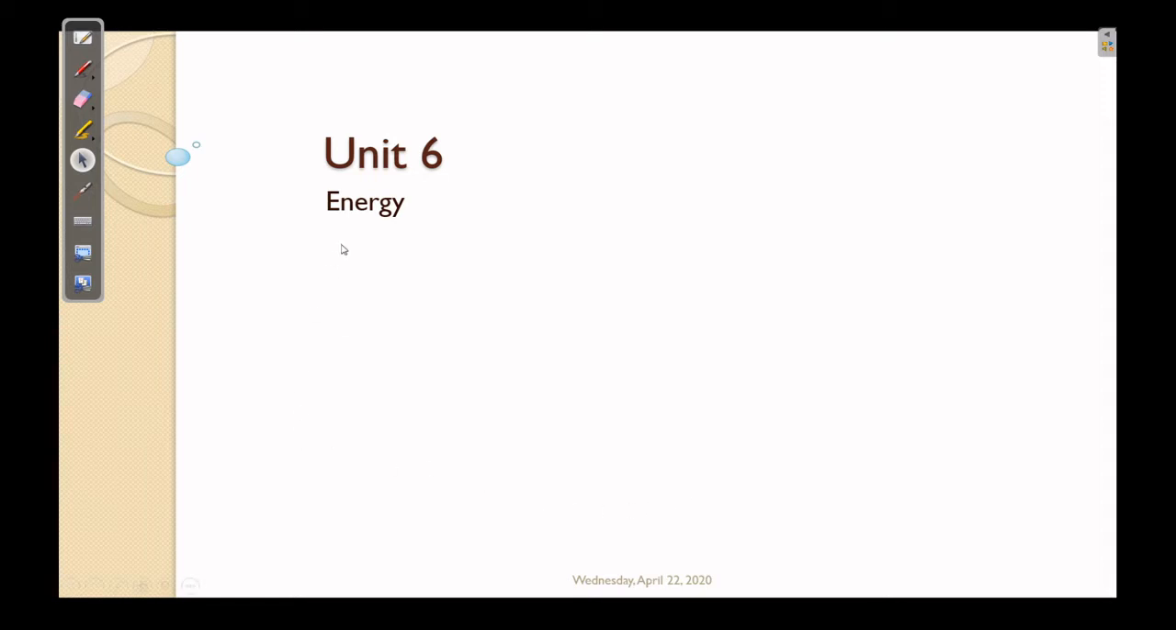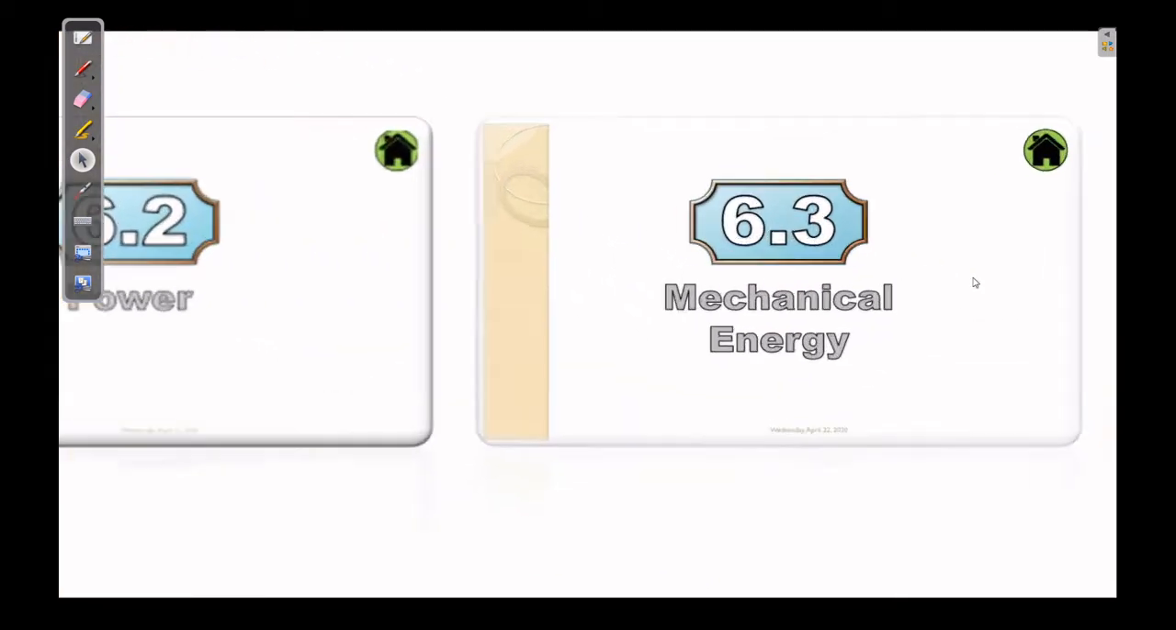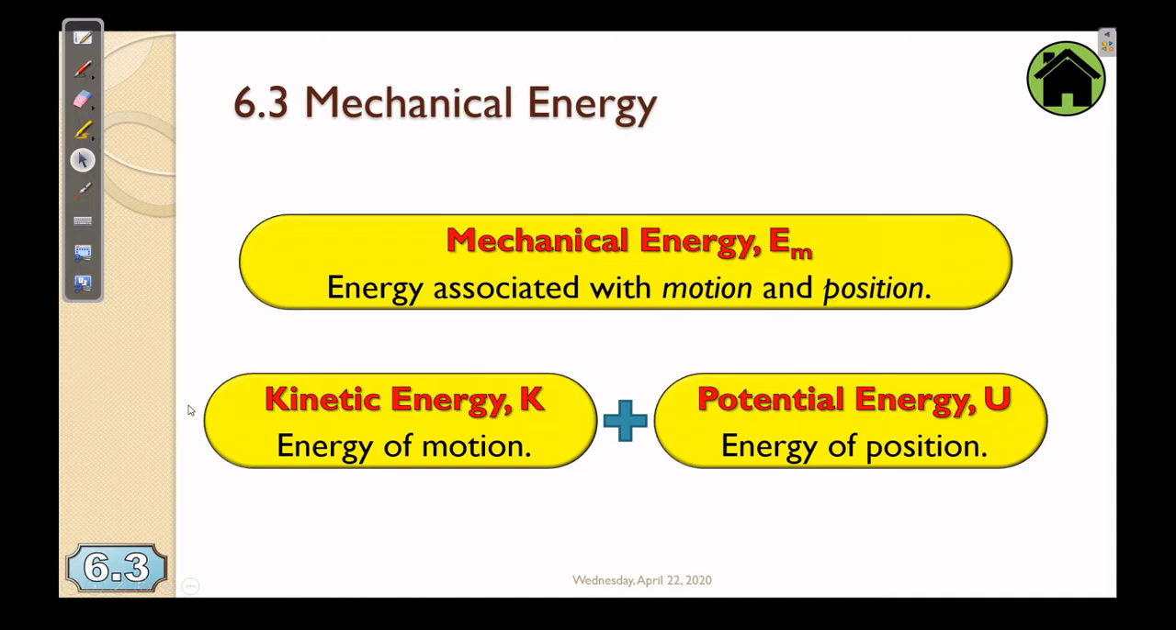Welcome back to Unit 6, Energy. Today we are finishing up the unit with Lesson 6.3, which is all about mechanical energy. If you remember, we discussed mechanical energy briefly the other day. We said mechanical energy is energy associated with movement and position. So we can break mechanical energy down into two smaller pieces, which we call kinetic and potential energy.